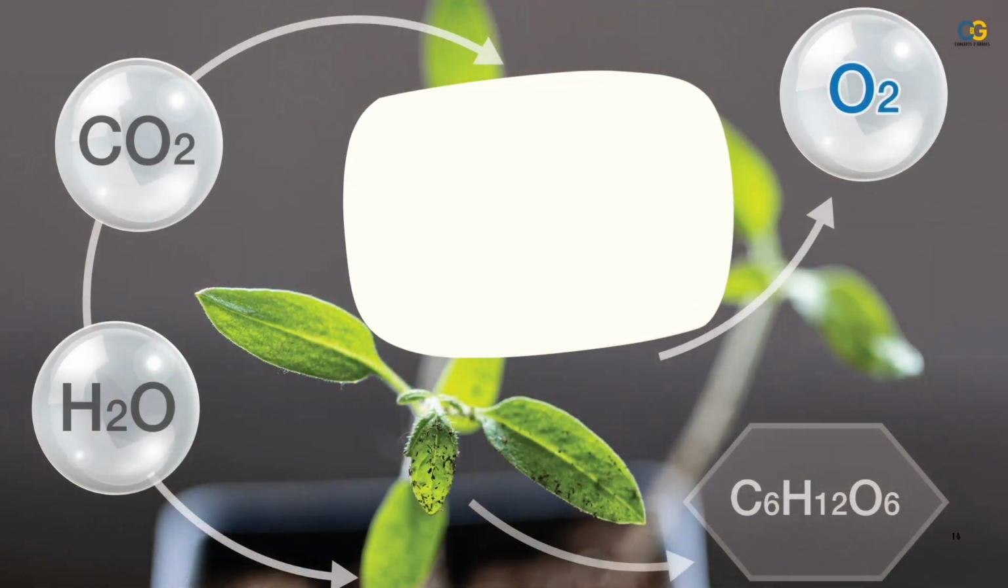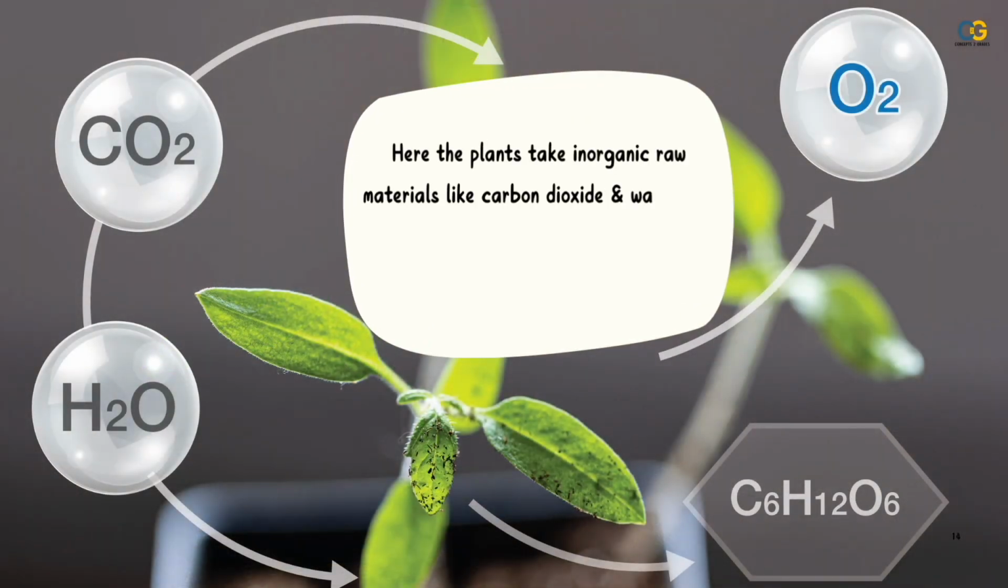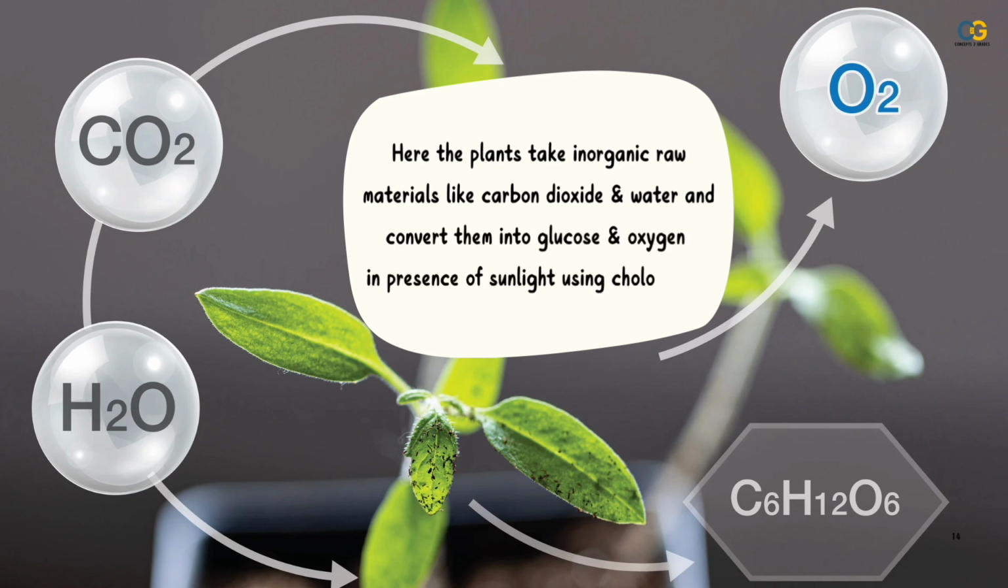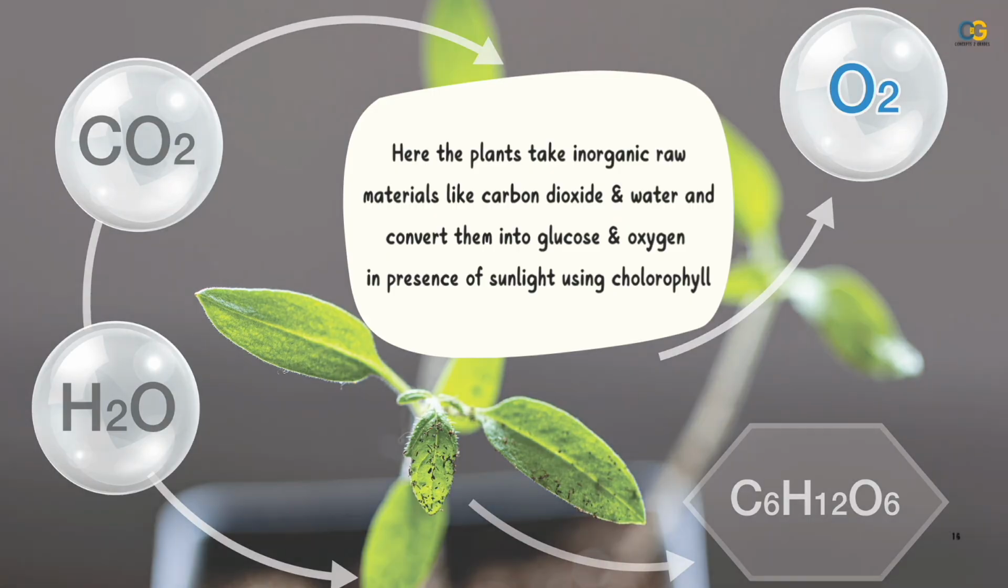So, here plants take inorganic raw materials, carbon dioxide and water, and convert them into glucose and oxygen. This happens in the presence of sunlight using chlorophyll. Now, this looks like a little tough thing to understand like this. Let us write this in the form of an equation to be able to understand this better.